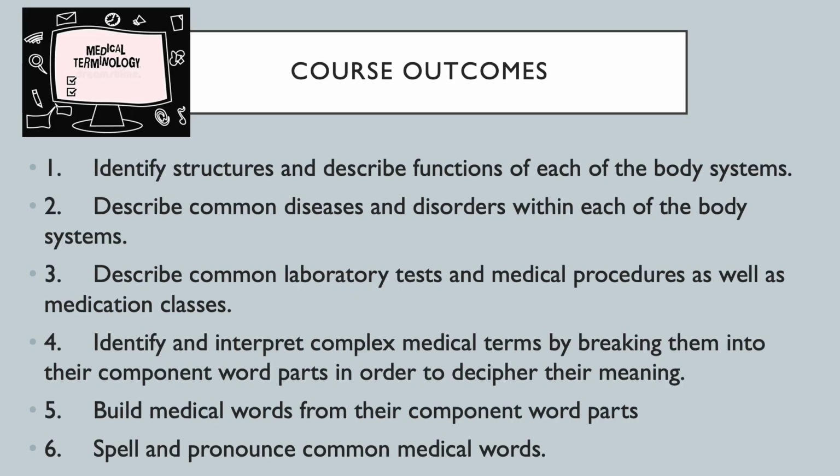The outcomes for this course are that you will be able to identify structures and describe the function of each body system. Structure and function, that is anatomy and physiology. You will describe common diseases and disorders within each of the body systems, and you will identify and interpret complex medical terms by breaking them into their component word parts in order to decipher their meaning. You will build medical words from their component word parts, and you will spell and pronounce common medical words.